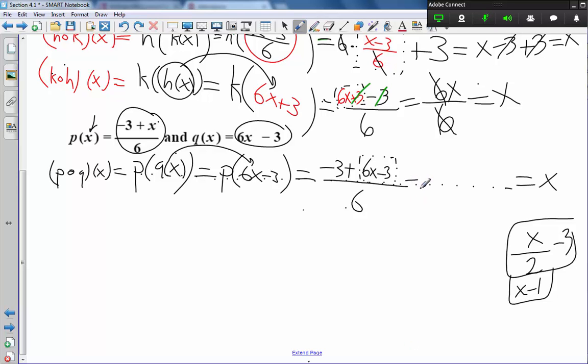And let's simplify this. I cancel these, I don't know how you got those answers. 6x over 6, I got x. You're all wrong. Correct?